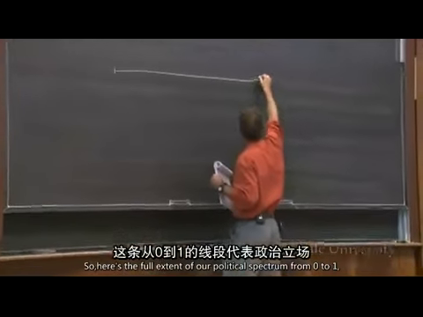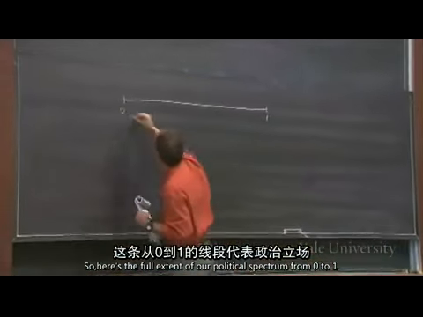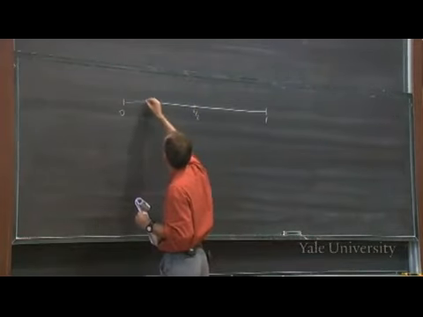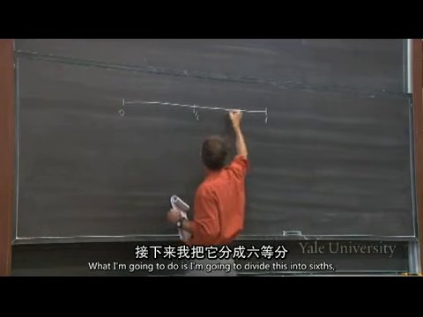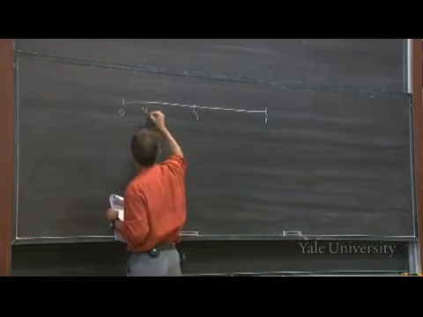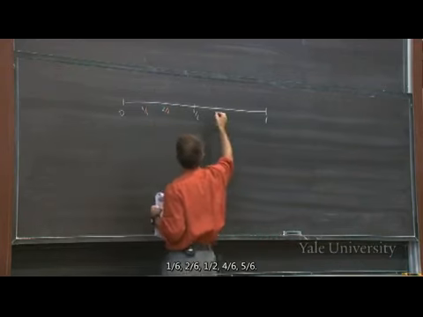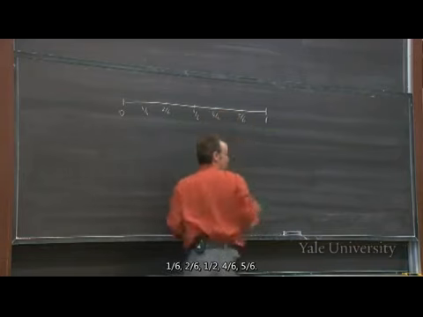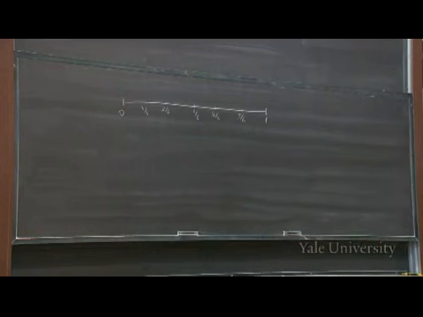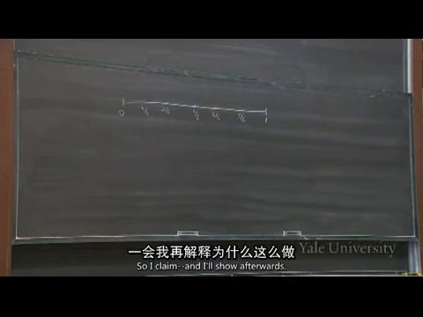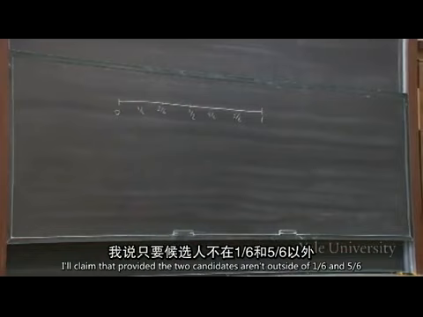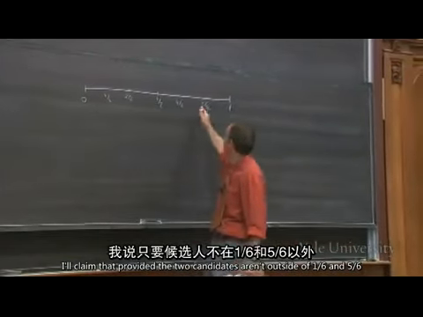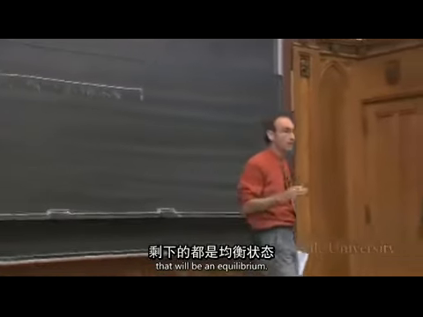So here's the full extent of our political spectrum from 0 to 1, and let me just try and illustrate how far apart these can be. What I'm going to do is divide this into sixths: 1/6, 2/6, a half, 4/6, 5/6. All right? So I claim, and I'll show afterwards, that provided the two candidates aren't outside of 1/6 and 5/6, that will be an equilibrium.